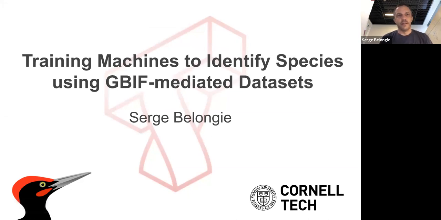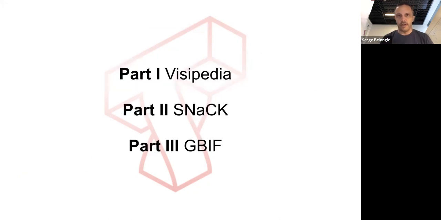This is a presentation on training machines to identify species using GBIF-mediated datasets, and my name is Serge Belongie. This talk has 3 parts. Before I get to our mediated strategy discussion, which is part 3, I'm going to give an overview of my group's work on a project called Visipedia, which is largely a supervised learning endeavor, and then move on to a less supervised version of that kind of fine-grained analysis in part 2 with something called SNAC.